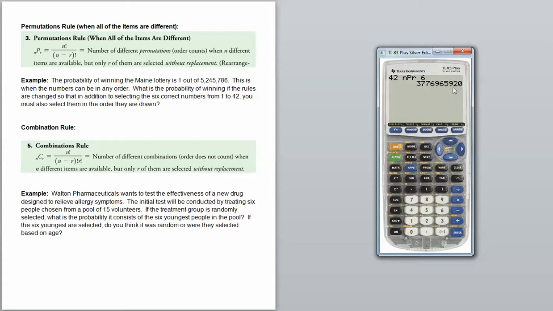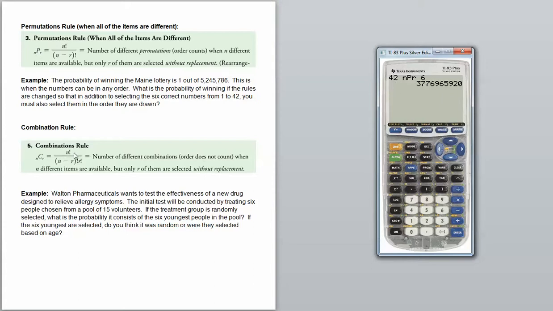That would be a huge number: 3,776,965,920. So our odds of winning the lottery, if order is important, are 1 out of that number. Pretty much impossible. Alright, so that's where nPr is. That formula is programmed in your calculator.